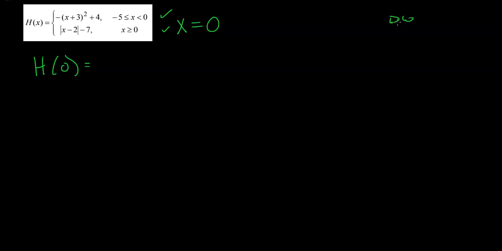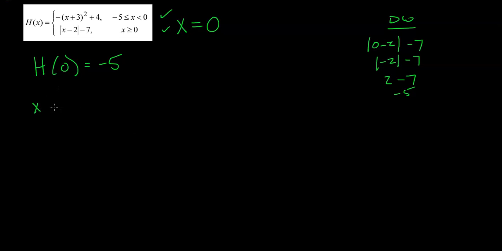So let me do a little bit of dirty work right here. That's going to be 0 minus 2 minus 7. That is the absolute value of negative 2 minus 7. The absolute value of negative 2 is 2. So 2 minus 7 is negative 5. So at 0, I am at negative 5. Okay, so far so good, right? This is potential for maybe I'm continuous here. Maybe not, but we got to keep going.